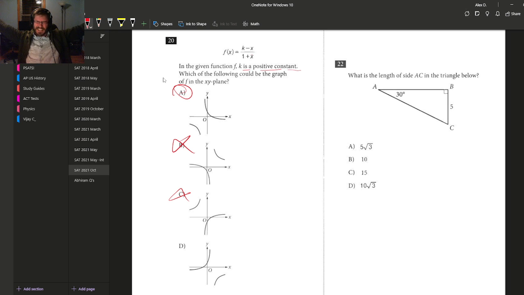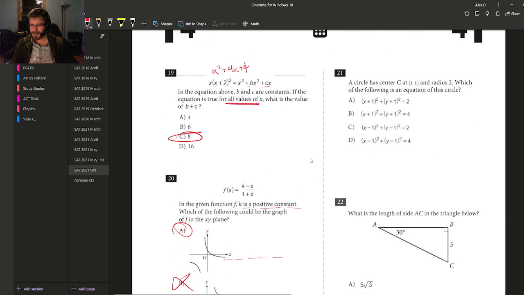It's almost like they're testing limits. If x increases to infinity, you get negative infinity divided by positive infinity, which equals negative 1. So this thing is approaching negative 1 here. They don't really expect you to know limits, though, so that's kind of an oddball question and a weird way to approach it.